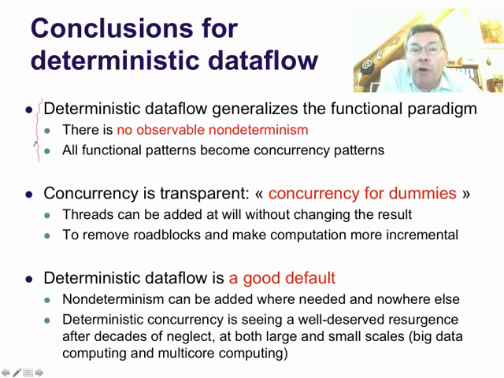of functional programming. Confluence, which means that independent of what order you execute things, the result is the same. Referential transparency, replacing equals by equals, just like in algebra. Well, this also holds for deterministic data flow. There is no observable non-determinism. In other words, no race conditions. It means a concurrent program, when given the same input, will always return the same results. This is a very strong property of concurrent programs.